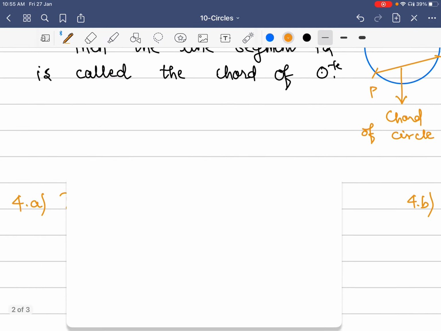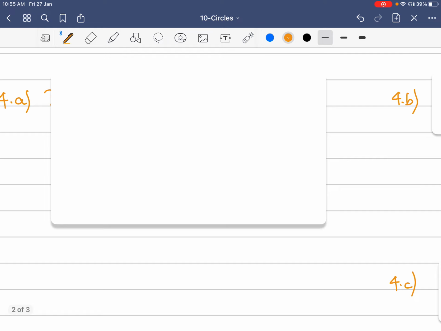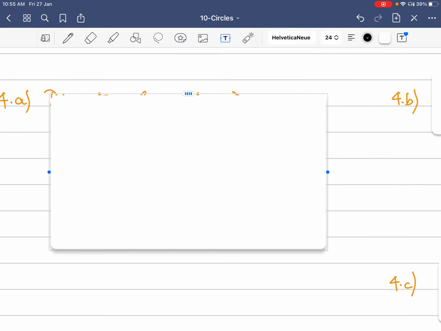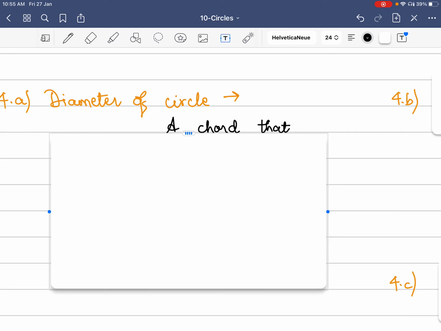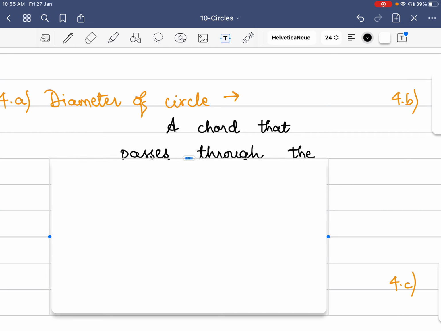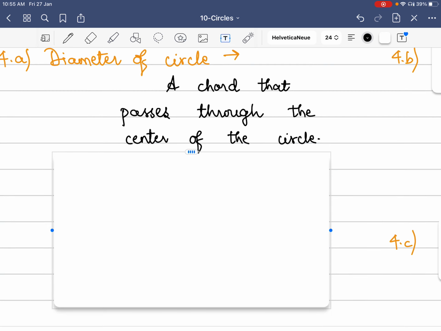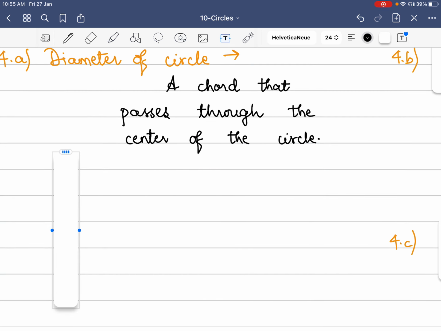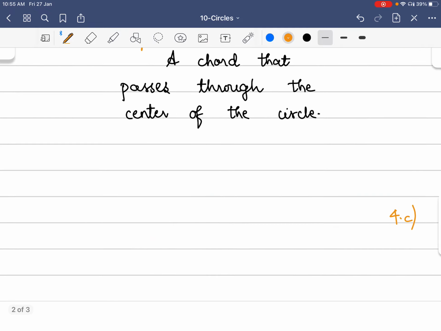of the circle. Now, within the chord of the circle, we have an important type of chord, and that is called a diameter of the circle. Now what is the diameter of the circle? A chord that passes through the center of the circle is called a diameter of the circle. Okay, I'm just going to place this aside. So what is the diameter of a circle?